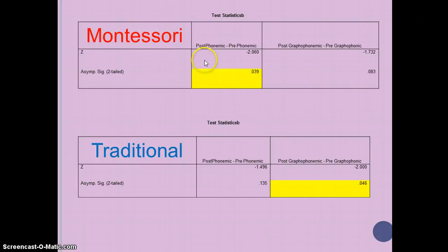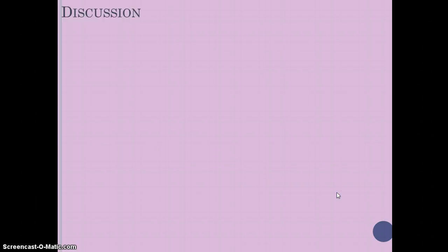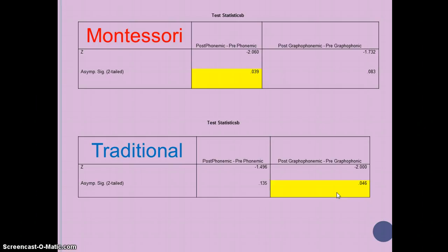On this test, controlling only for the Montessori, the post-phonemic and pre-phonemic awareness, you can see a significant difference of 0.039, and controlling only for the traditional classroom, in the post-graphophonemic and pre-graphophonemic, you see the difference that was scored by the traditional classroom of 0.046.